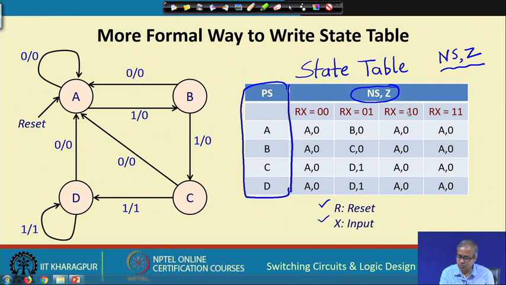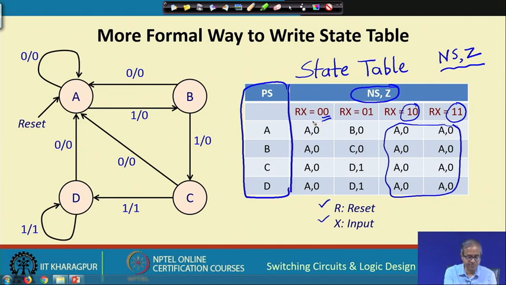So, whenever R is 1, that means you are resetting. So, you can see the third and fourth columns where R is 1. So, your next state is becoming A because it is reset to A and the output is also 0. So, you are resetting the system here. But when R is 0, depending on the value of x, you are taking a decision. Here x is 0. Okay?